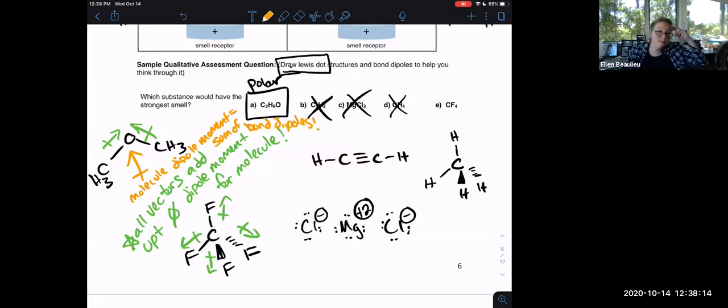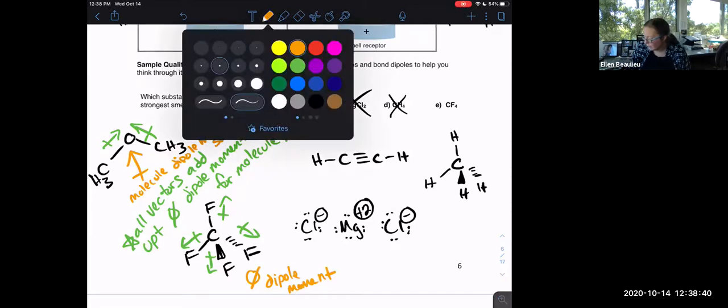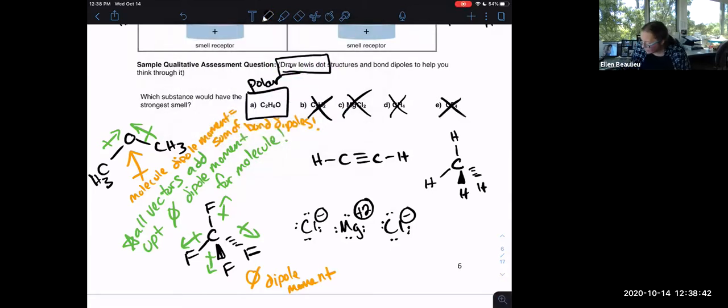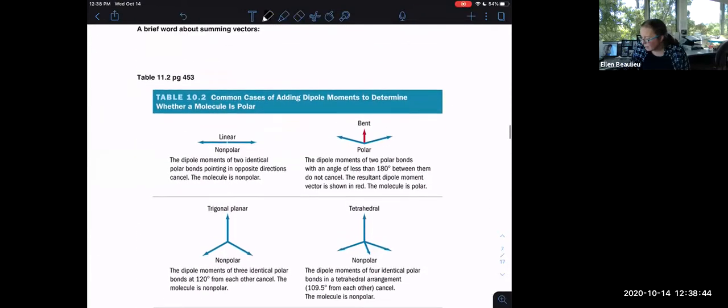So just because you have polar bonds in the molecule doesn't make you a polar molecule. You must add up the polar vectors in a molecule. And if they add up to something, then yes, you have a polar species. But if they add up to nothing, we have no dipole moment for CF4, even though we have very polar bonds. Okay. Hopefully that was a little bit of a review from an asynchronous lecture.